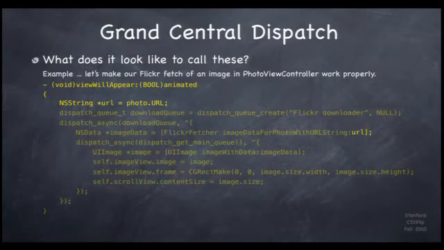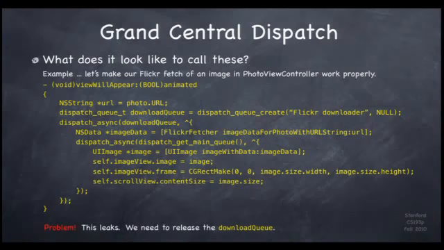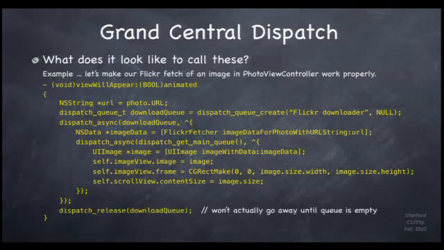Right? One we did by having a thread send a message back to the main queue, and another one we solved just by having a local variable at the beginning. But there's still one more problem with this, which is that this code leaks. It leaks that queue. I said dispatch queue create, and I never release it. So down at the bottom here, I need to say dispatch release, download queue.